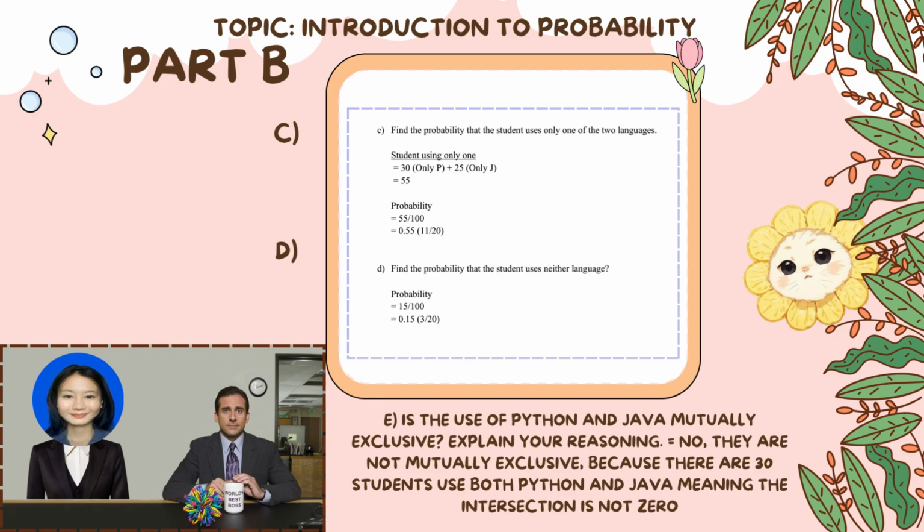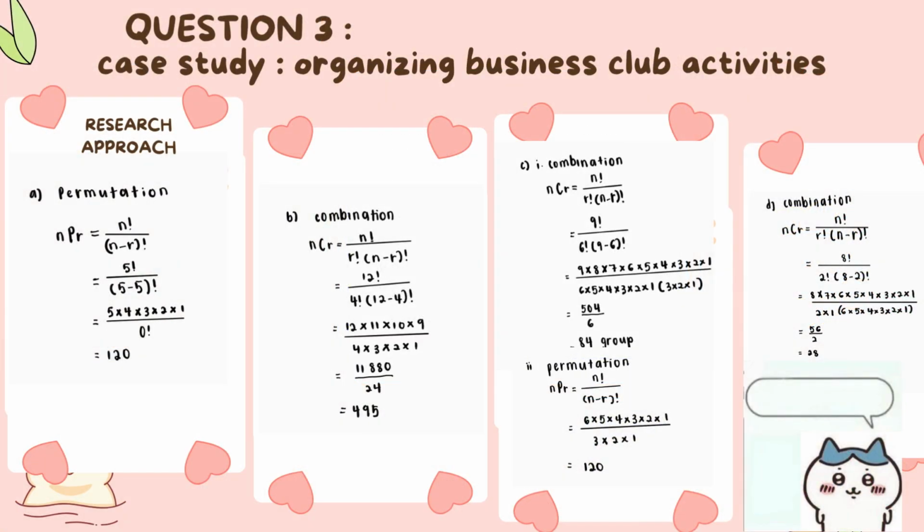Finally, for question E, we evaluate whether using Python and Java are mutually exclusive events. The answer is no, they are not mutually exclusive. This is because 30 students use both languages at the same time, meaning the intersection between the two events is not zero. Next, we will go to question 3, case study: organizing business club activities.